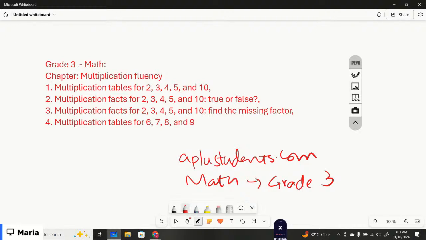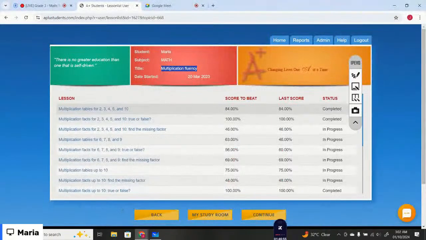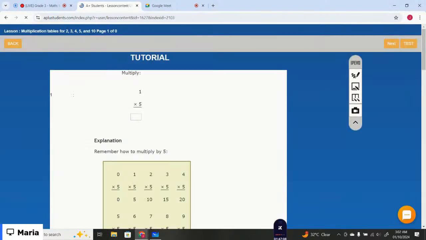So please make sure you have your notebook and pencil so that you can note down the important examples and definitions as well. Here I am on grade 3 math. The chapter we are on right now is multiplication fluency. Let's just start with the first lesson, that is multiplication tables for 2, 3, 4, 5, and 10.